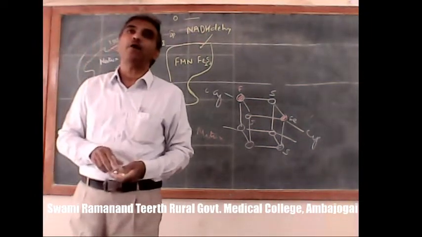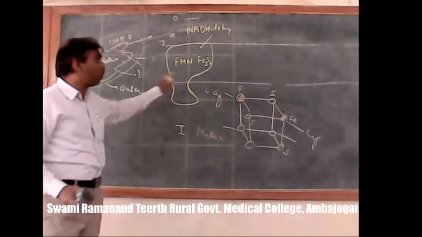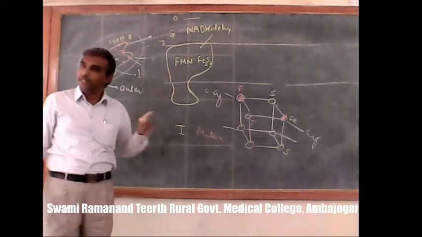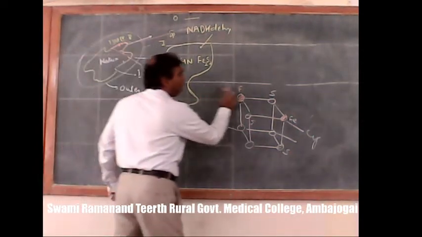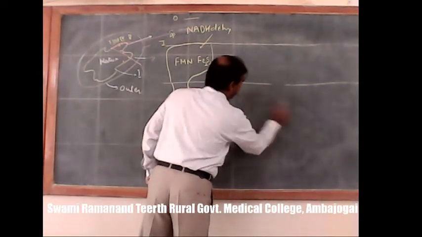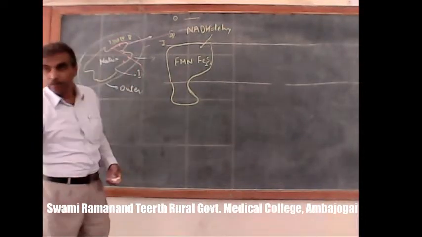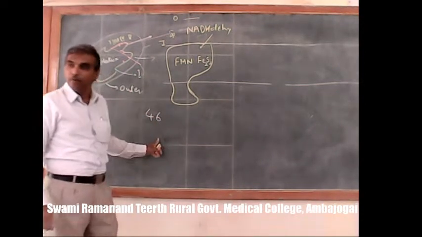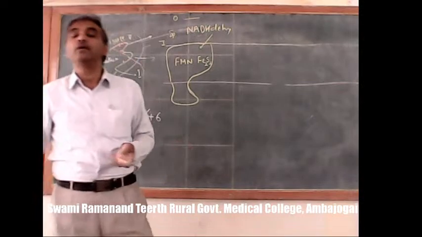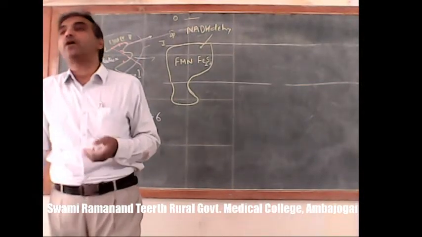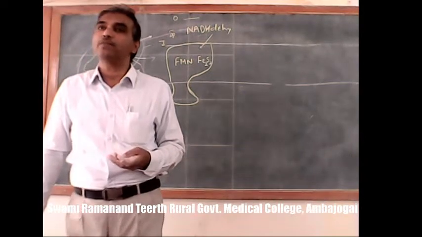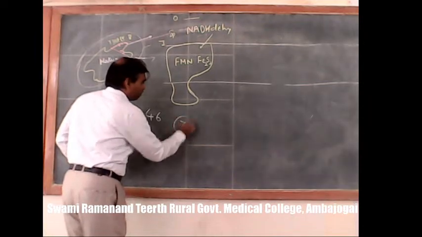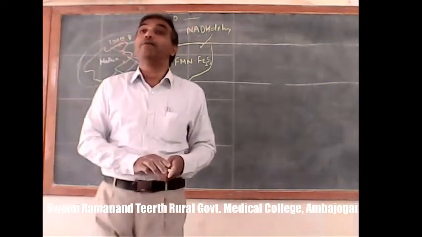So complex 1 is made up of various subunits. Important subunits are FMN, the enzyme, and iron sulfur centers. These are the constituents of complex 1. Complex 1 has around 46 units in it. The total number of units in complex 1 is 46, various enzymes, coenzymes or subunits, out of which 7 are coded by mitochondrial DNA.